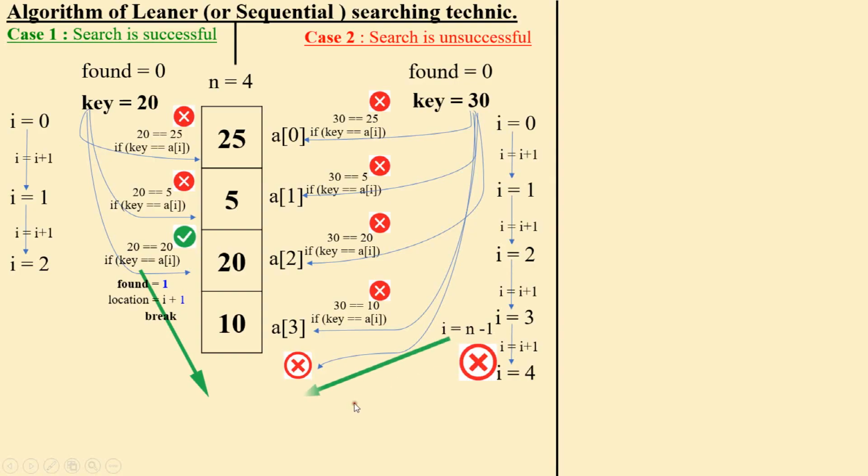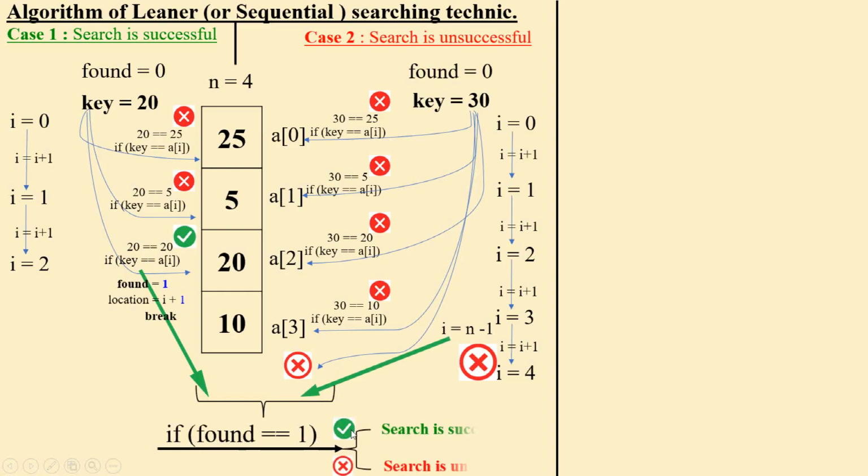Outside the loop, use an if statement to check whether the value of found is 1 or not. If the condition is true, the search is successful. If the condition is false, the search is unsuccessful. That's it. Let's move on and start coding in Python.